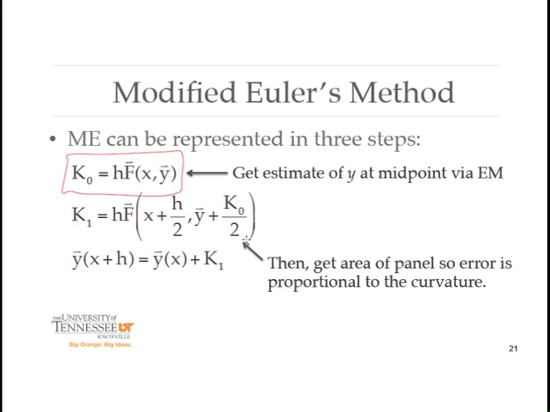approximate that new area, getting the area of the panel, which is proportional to the curvature, and then update our solution. Okay, so that's how we move and integrate along the axis by getting the K0 term and the K1 term, as we illustrated graphically with the previous method. Very easy to implement and is generally more accurate than the original Euler's method.